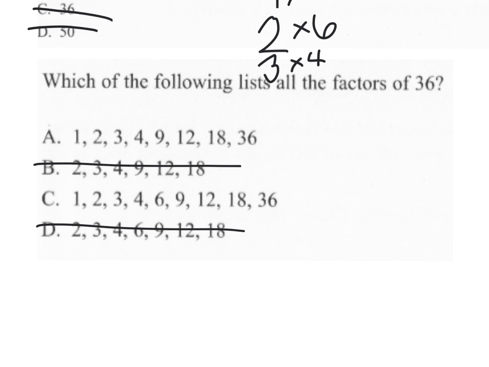A and C are pretty similar. Which one's correct, Gus? C. What did C include that A didn't? A 6. Yeah, A was missing that 6. 1 little 6 made all the difference. Very good. Nice job. Questions on that?